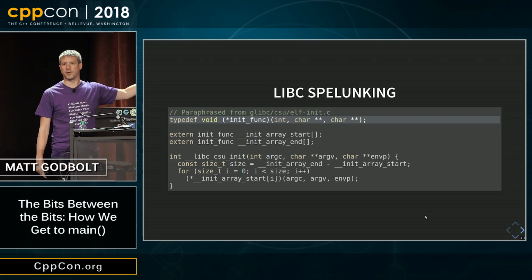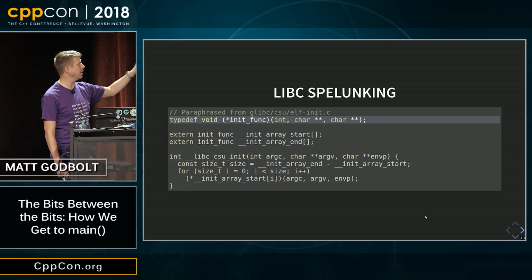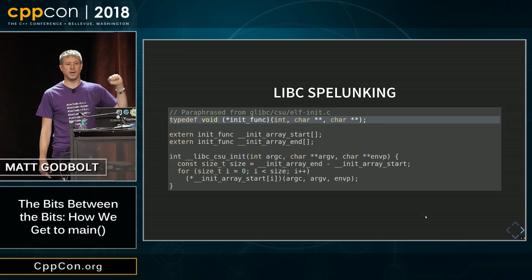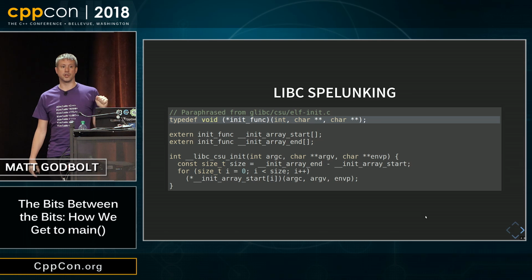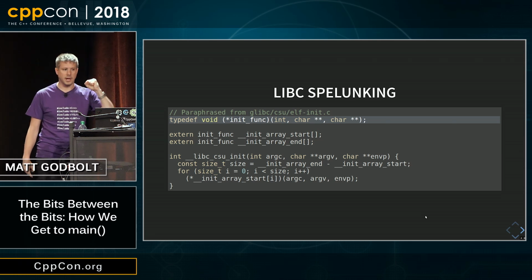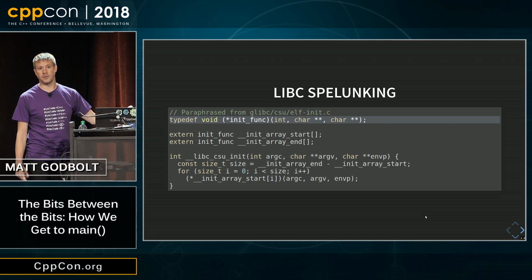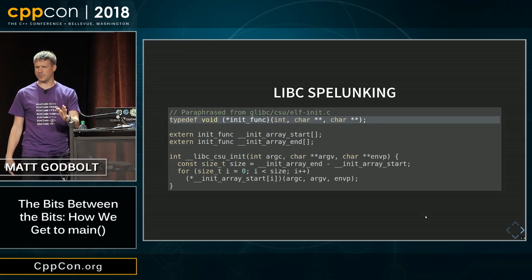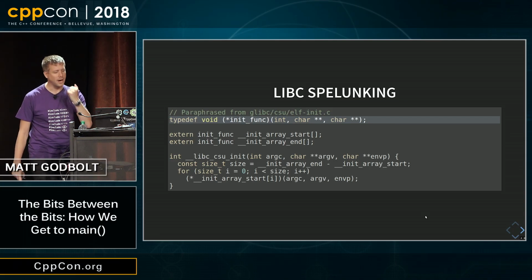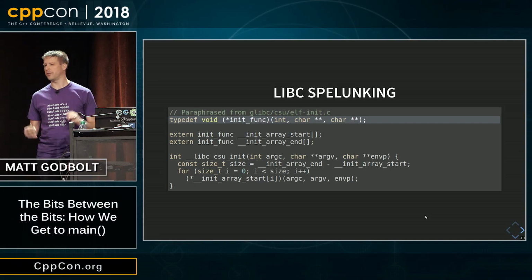So what this is doing, for those like me who need to look at it every time, is defining a type called init_func, and that type is a pointer to a function that returns void, takes an int and two char star stars. Int and two char star stars, try saying that. Two char star stars, that's sort of strange.